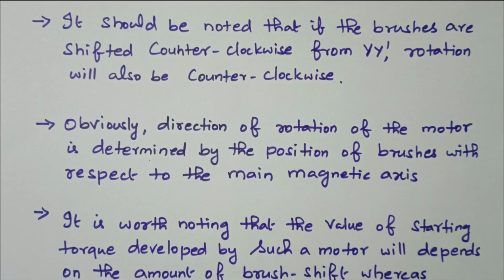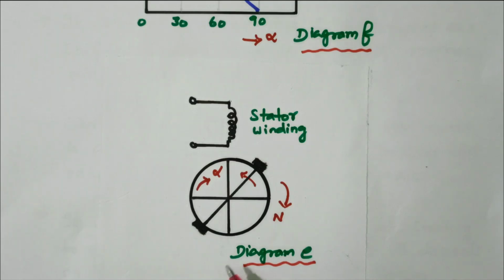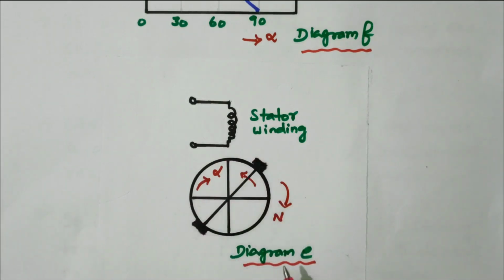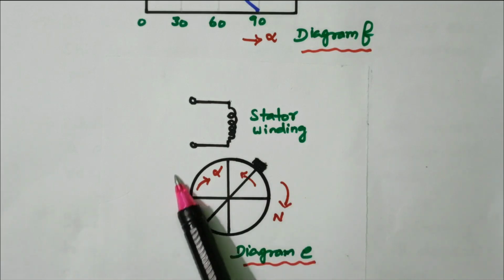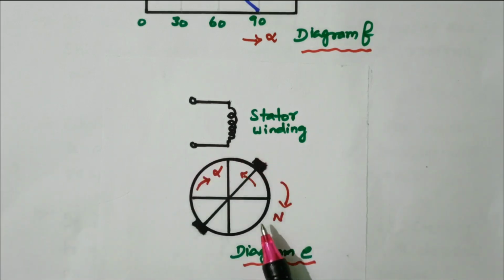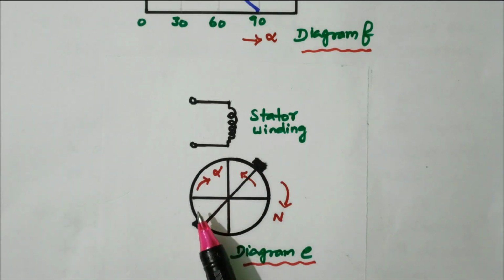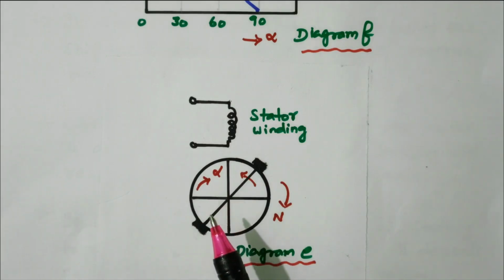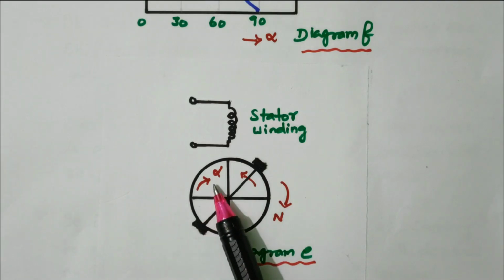Now we'll refer to the diagram. Only the rotor portion is shown, and the stator is available. Refer to diagram E. This is the direction of rotation, clockwise. The angle alpha is the angle between the main axis and the brush axis. This alpha also determines the torque; the torque developed by the motor is determined by alpha.